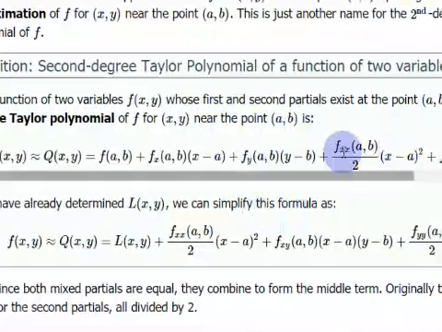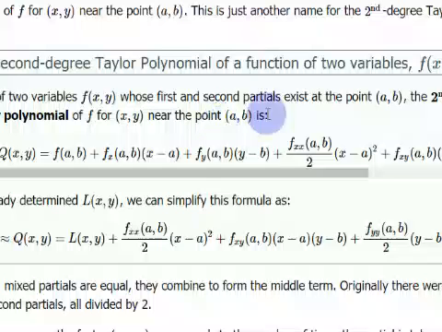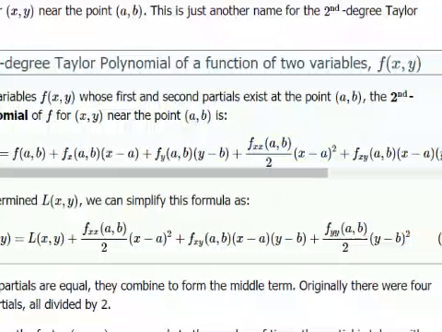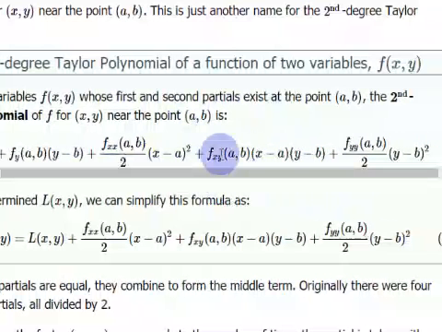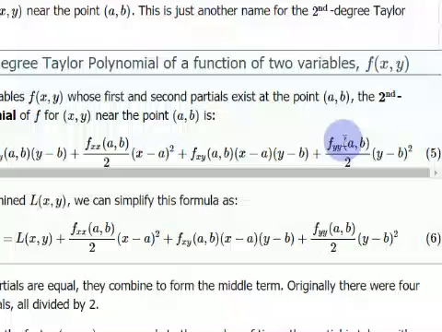and then we consider the second derivatives. The second derivative of f with respect to x evaluated at the point (a, b) divided by factorial 2 times (x minus a) squared, and the second mixed derivative of f with respect to x and y evaluated at the point (a, b) times (x minus a) times (y minus b). And finally, the second derivative of f with respect to y only, evaluated at the point (a, b) divided by factorial 2 times (y minus b) squared, plus big O, the higher order terms.